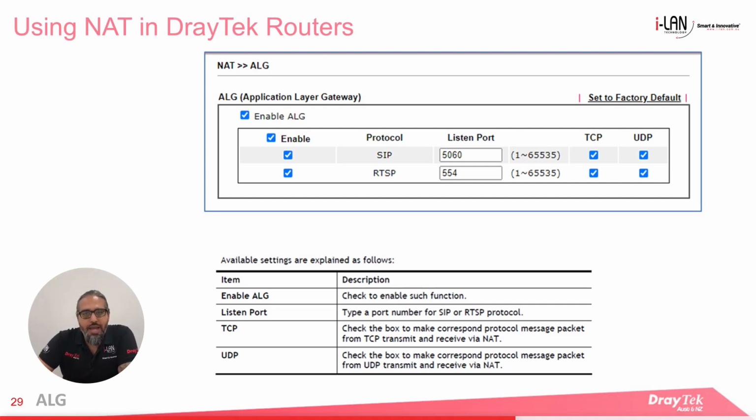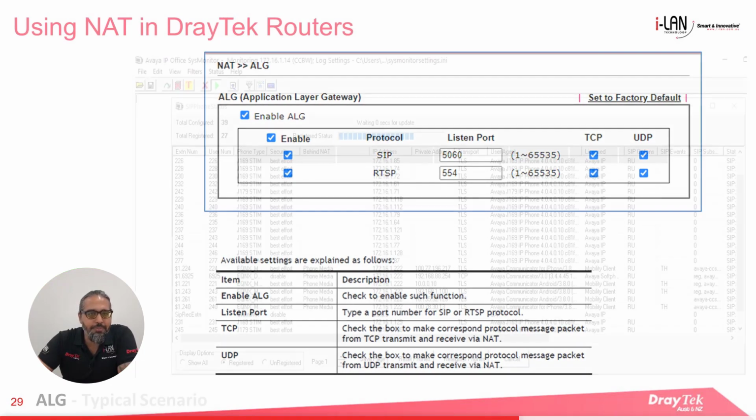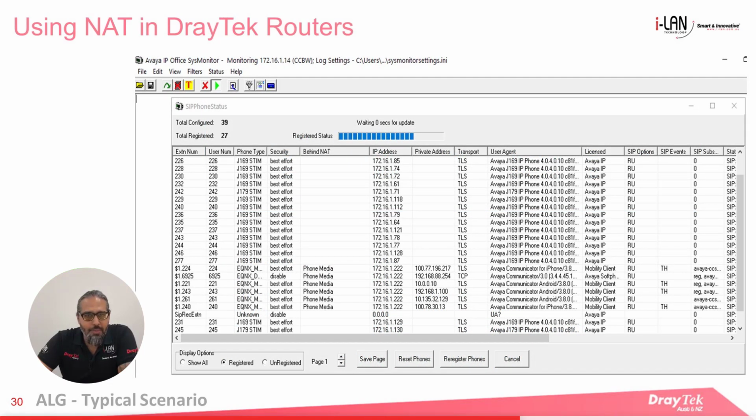The screen shows how to enable ALG in DRATEC routers. The setting can be found under the NAT heading in the router's main menu. It doesn't work that well with a few applications though. So let's just look at a scenario when ALG needs to be disabled.